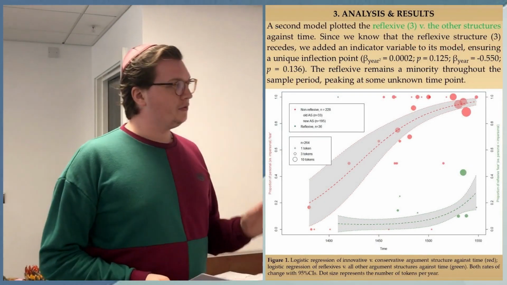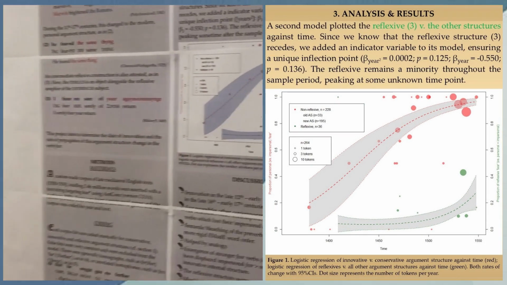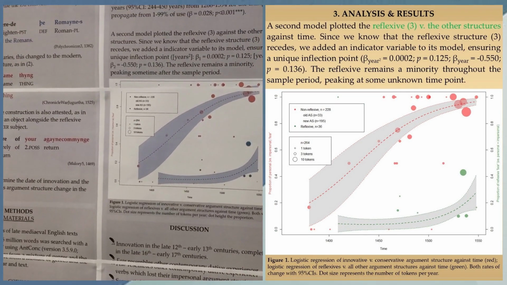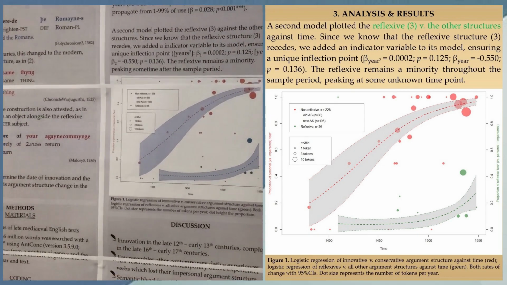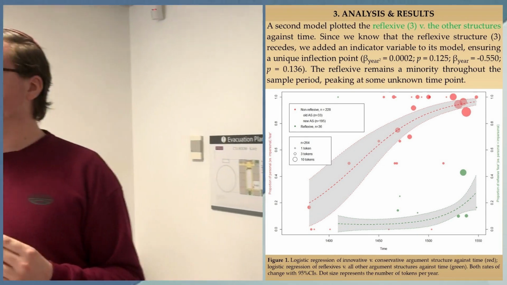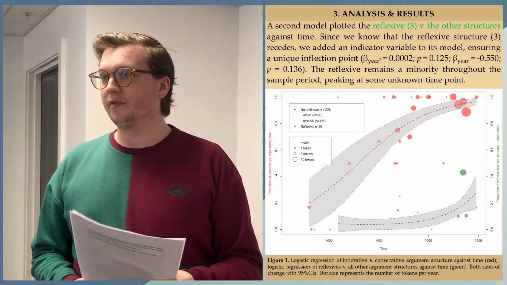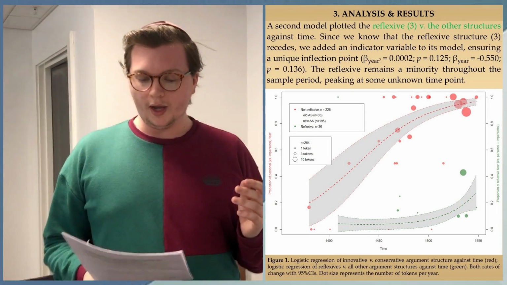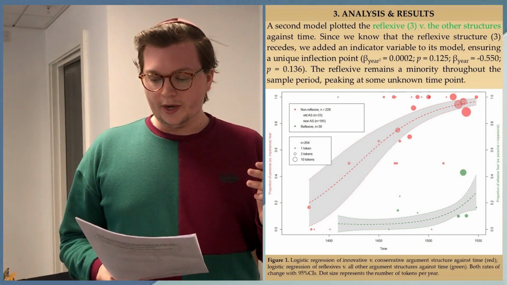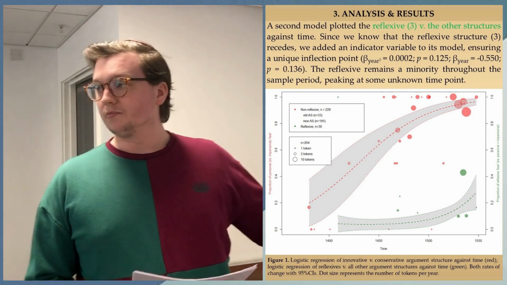For the second model, for the reflexive construction, we did a similar thing, except we used the squared term to ensure that there was a single inflection point in the model. Now, this always remains a minority throughout our sample period, and it peaks sometime afterwards.